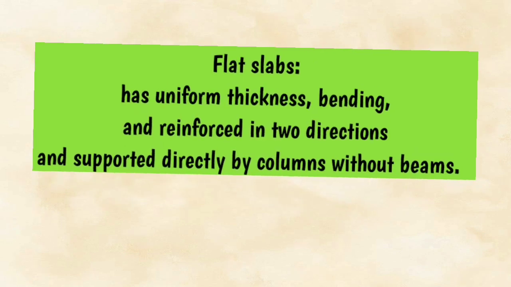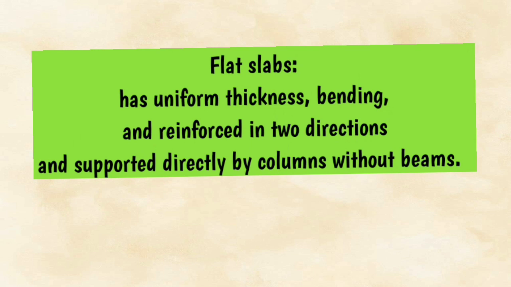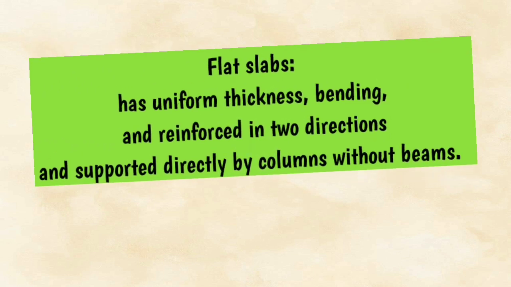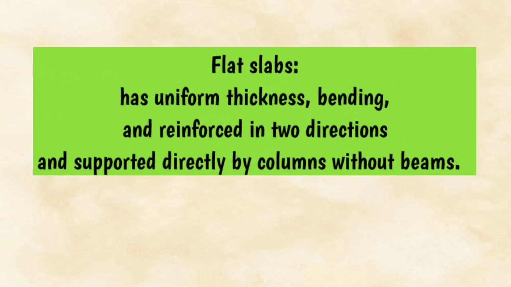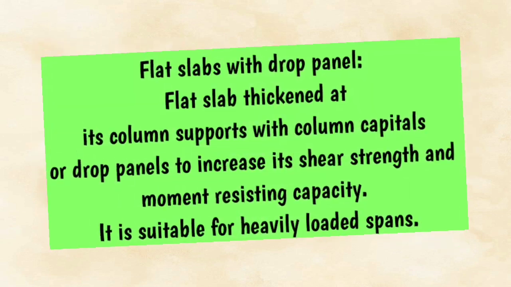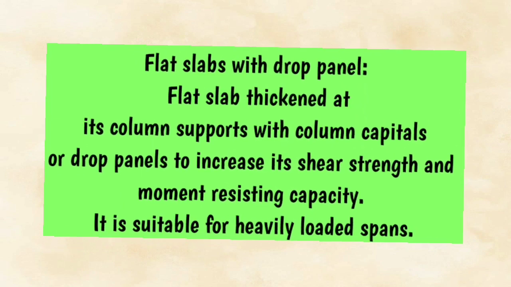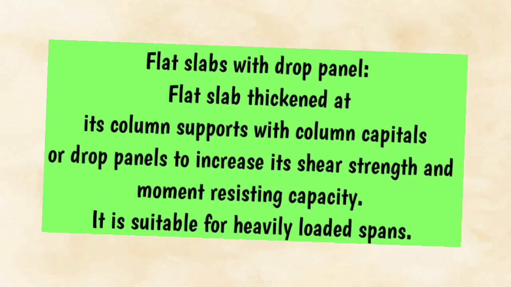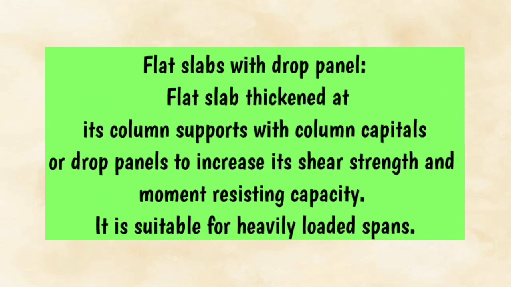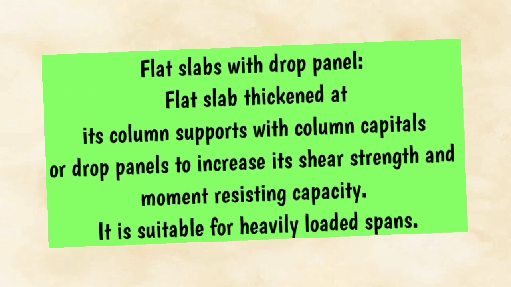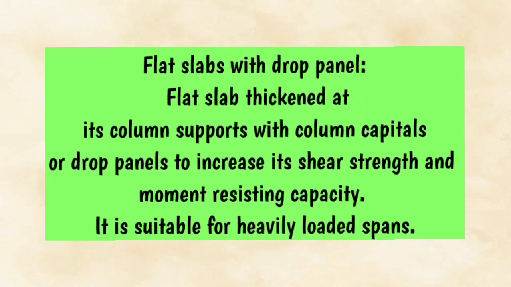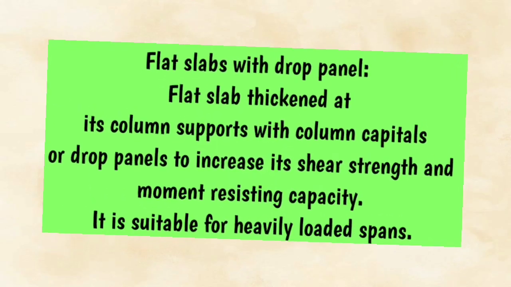Flat slab. It has uniform thickness, bending, and reinforced in two directions and supported directly by column without beam. Flat slabs without drop panel. Flat slabs thicken at its column support with column capitals or drop panels to increase its shear strength and moment resisting capacity. It is suitable for heavily loaded span.